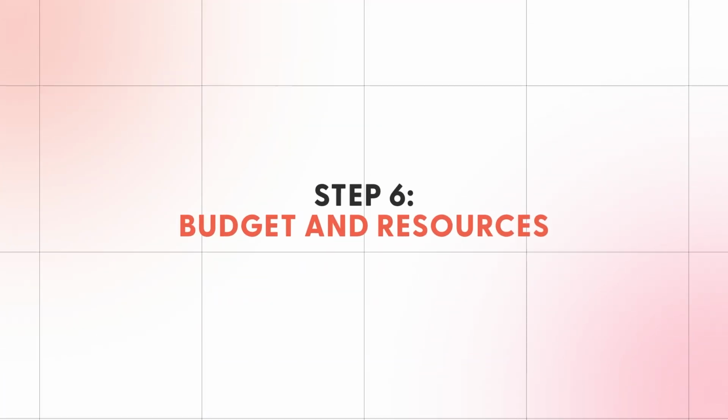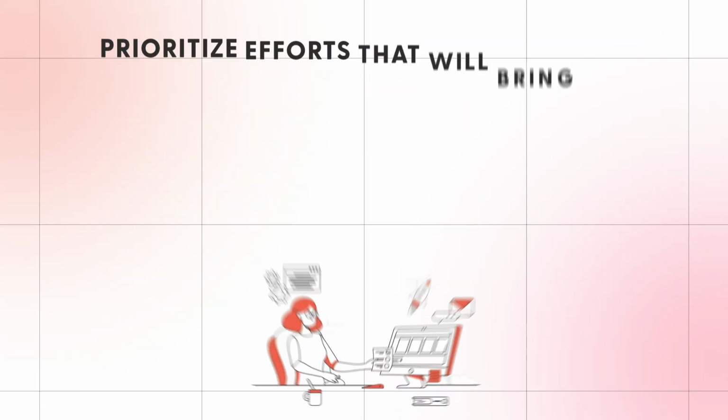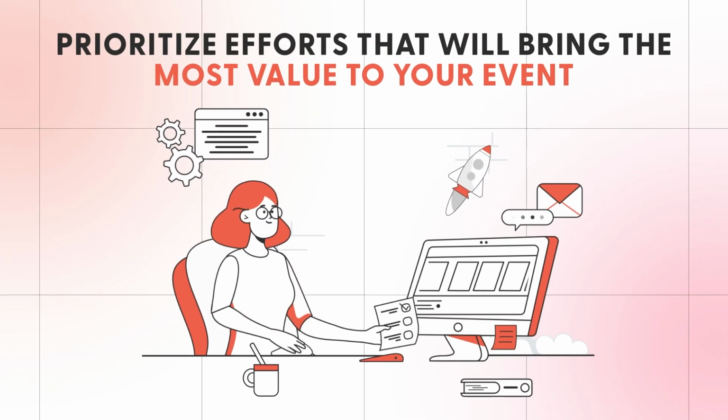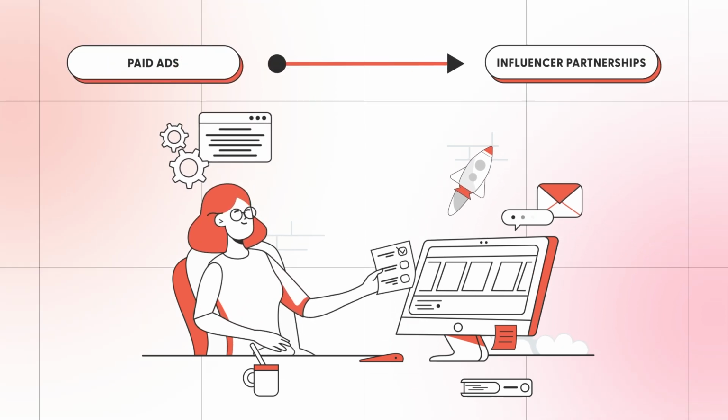Step 6. Budget and resources. Determine your marketing budget and allocate resources effectively. Prioritize efforts that will bring the most value to your event, from paid ads to influencer partnerships.